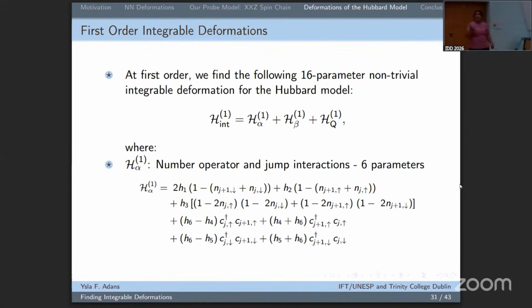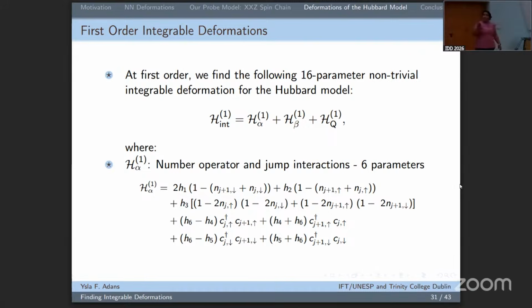So the first order Hubbard deformations, I mean, split in 3 different parts, H alpha, H beta, and HQ, where the first part, the H alpha, has terms that you would expect to appear in the Hubbard deformation. So for example, you have some number operators that you can add, or some interaction terms that you can add to a Hubbard model, and some jump operators here that already appear in Hubbard, but now you have more degrees of freedom to make these coefficients be different here.